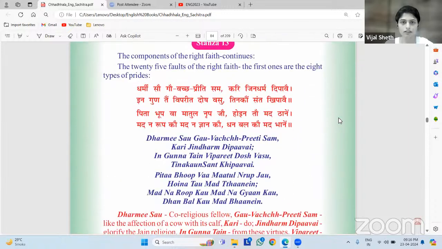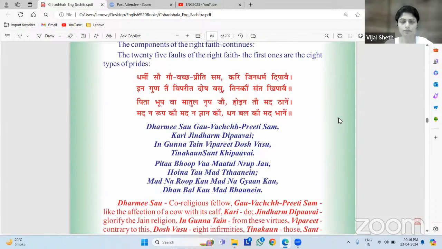Okay. So now the other two come in this stanza. The seventh one is Vatsalya Ang. You all know the story of Raksha Bandhan, Vishnu Kumar Muniraj. He abandoned his Diksha and went out of the way to protect the 700 Muniraj. So that is Vatsalya.